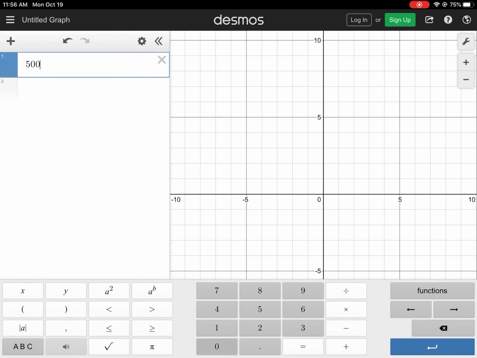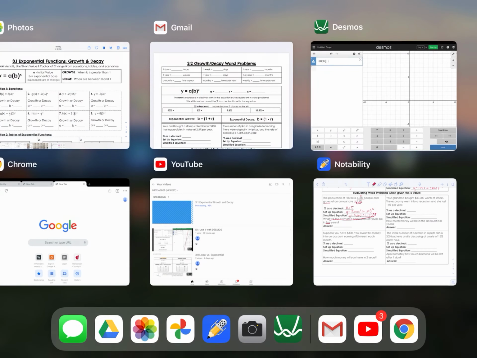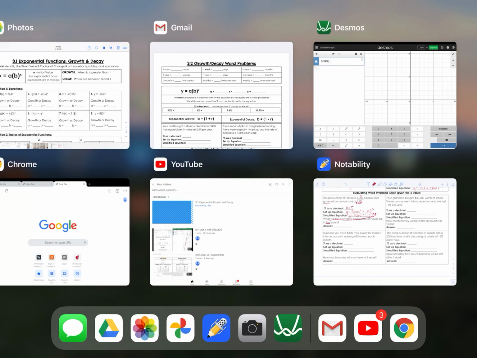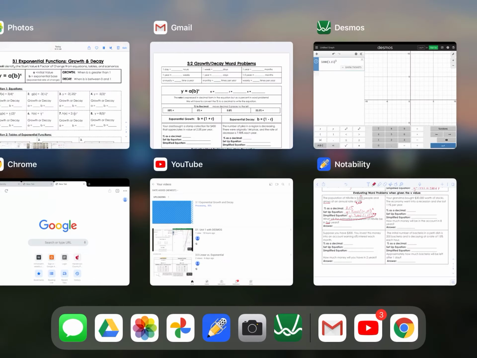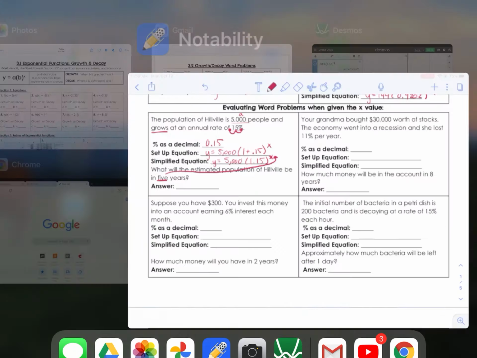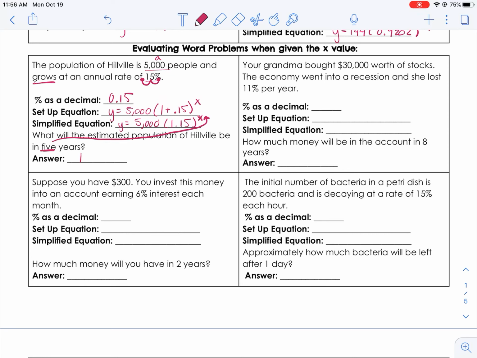So we're going to say 5,000 times, what was our value? 1.15 raised to the 5th power. So that means our population is going to be about 10,056.7. And I'm going to go ahead and round that to 10,057. Okay, because you can't have a portion of a person.